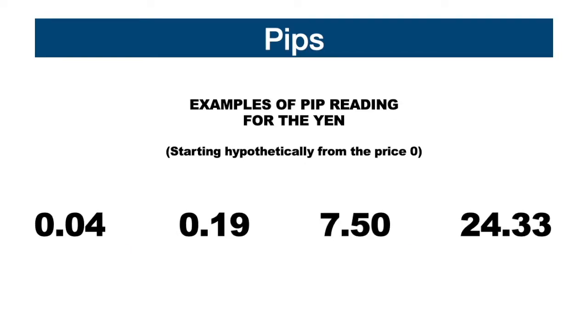Now let's see some examples for the Japanese yen. In this first example, we have a total of 4 pips. In this second example, we have a total of 19 pips. In this third example, we have a total of 750 pips. In this fourth example, we have a total of 2,433 pips.